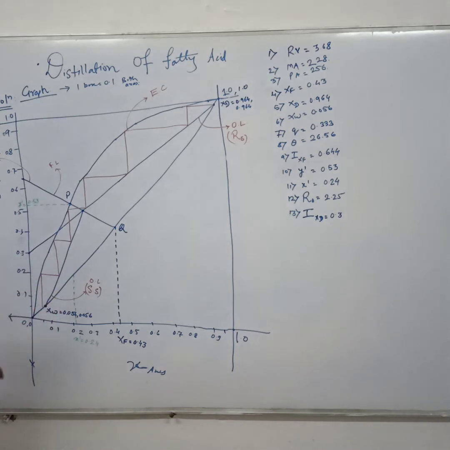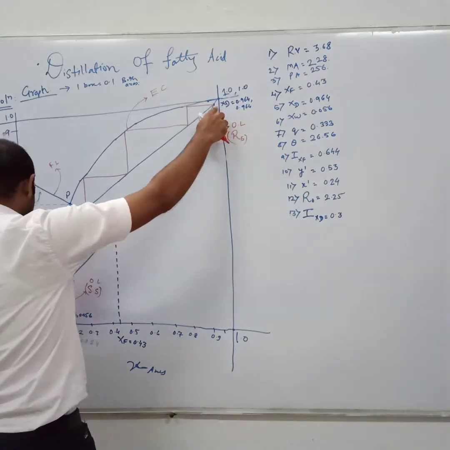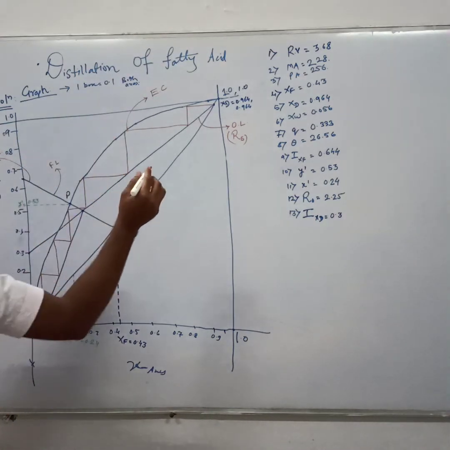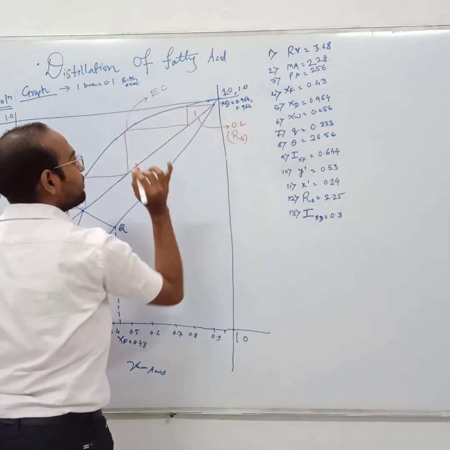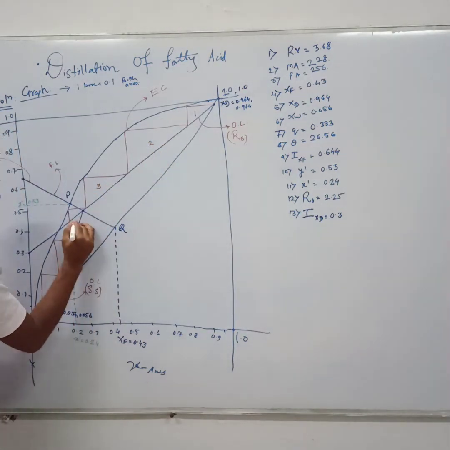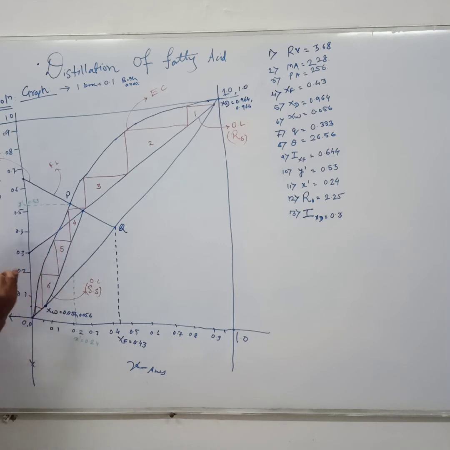Now once you cross the point XW, it means your stripping section has ended. Again you are able to draw one plate, but it is not counted because it's beyond XW. We just need to calculate the number of plates between XD and XW, the top product and bottom product. Now we will count the plates. This is plate number 1, 2, 3, 4, 5 and 6.